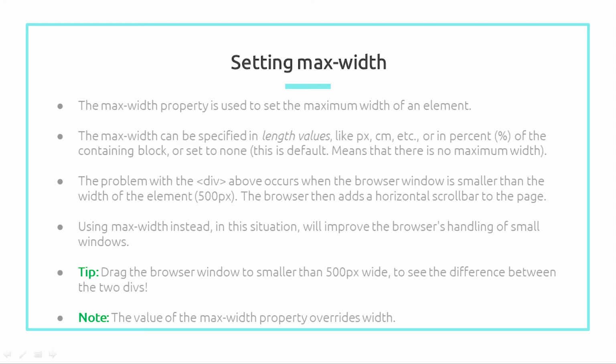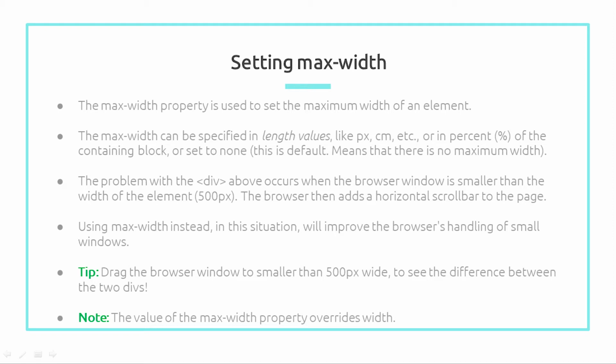Setting max width. The max width property is used to set the maximum width of an element. The max width can be specified in length values, like pixel, centimeters, etc., or in % of the containing block, or set to none. This is default. Means that there is no maximum width.